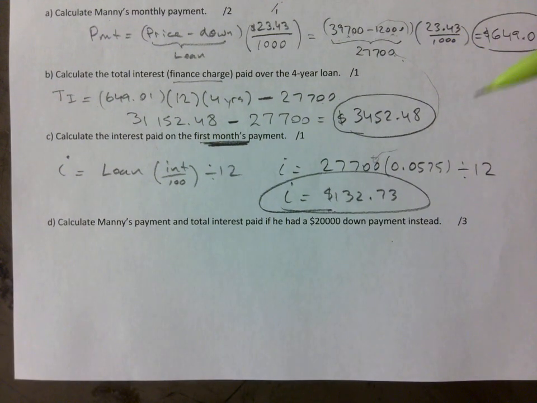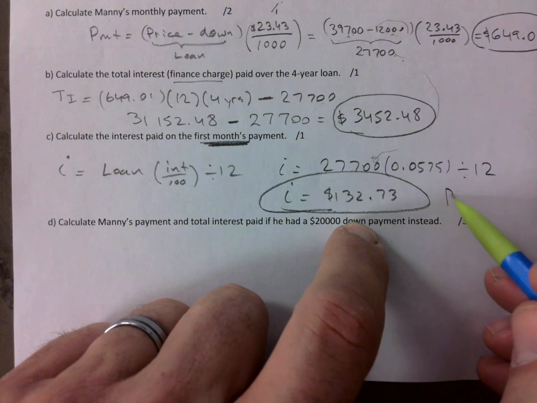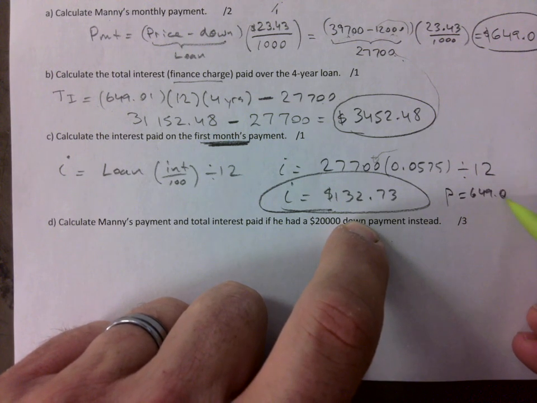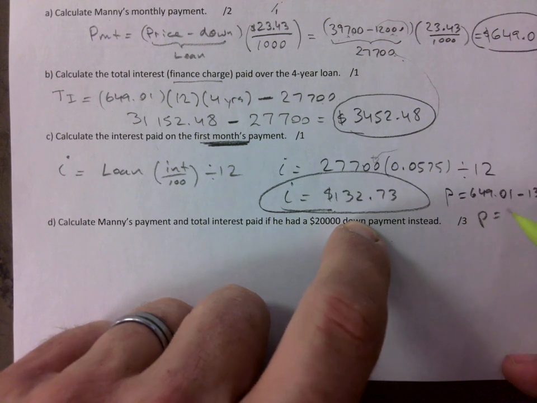Folks, where else is this going? If you ever do a table, remember amortization tables? This would be the I, the interest paid the first month. So the principal, if you wanted to find out the principal, you would take the payment minus 132.73. Okay.